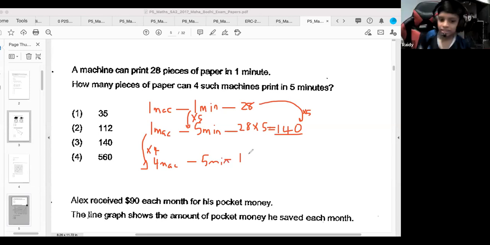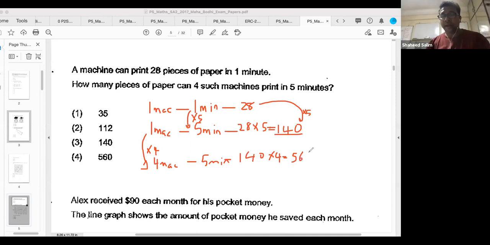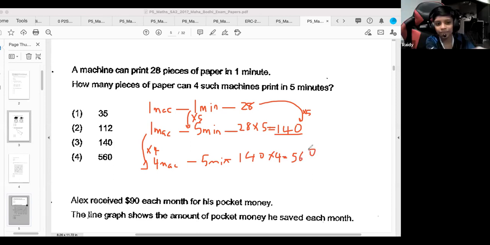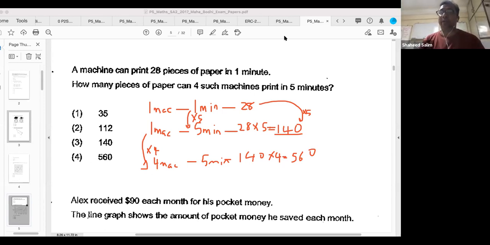And you get 560. Does it even matter to find how much 4 machines is? Because if you look at the chart there, you know you need 4 machines, and you can see that one machine in 5 minutes is already 140. So you can guess that way, also estimate, no problem. I hope you all get it now.